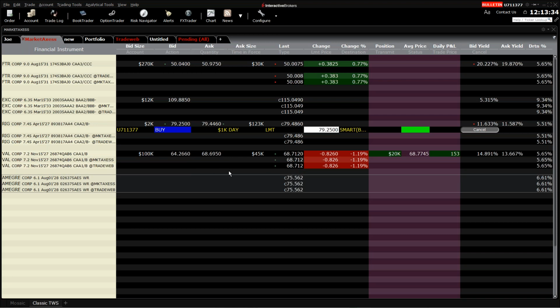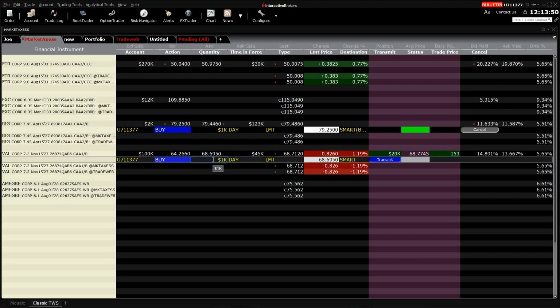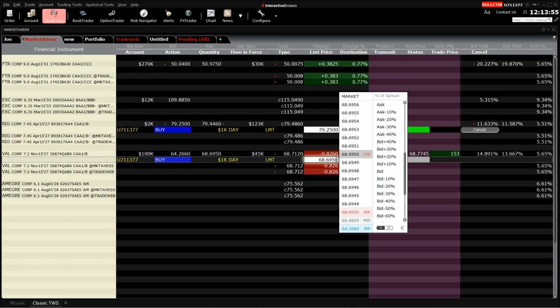Keep in mind, MarketAxess and TradeWeb RFQs are about price discovery. It's not something you can bid back. So you ask for a bid, you ask for an offer. It's either execute at those levels or do nothing. Whereas with the central limit order book, for example, here, we could put in a bid. And we'll make it.